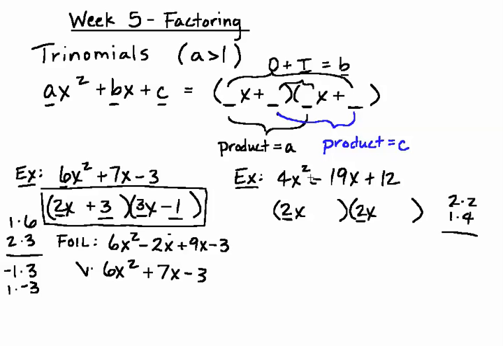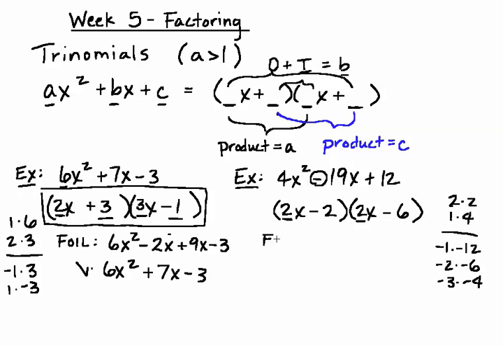But notice that the middle term is negative. In order for the numbers to multiply to equal a positive and add to equal a negative, both of my numbers need to be negative. So negative 1, negative 12, negative 2, negative 6, or negative 3, negative 4. Okay. First of all, I'm going to try a negative 2 and negative 6, see if that works.